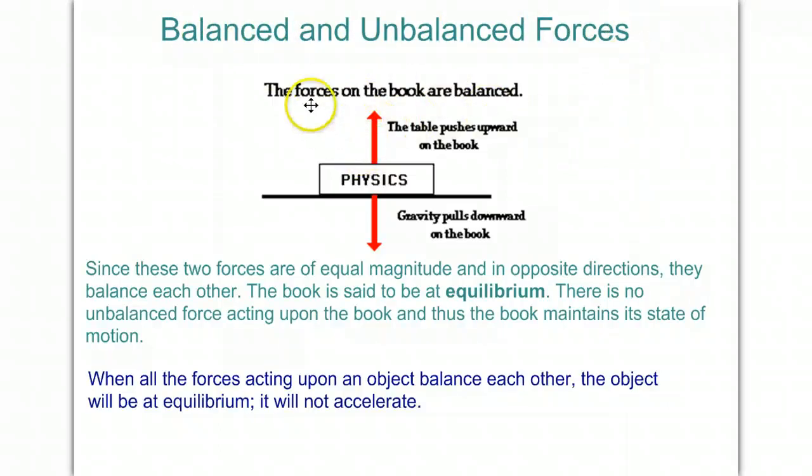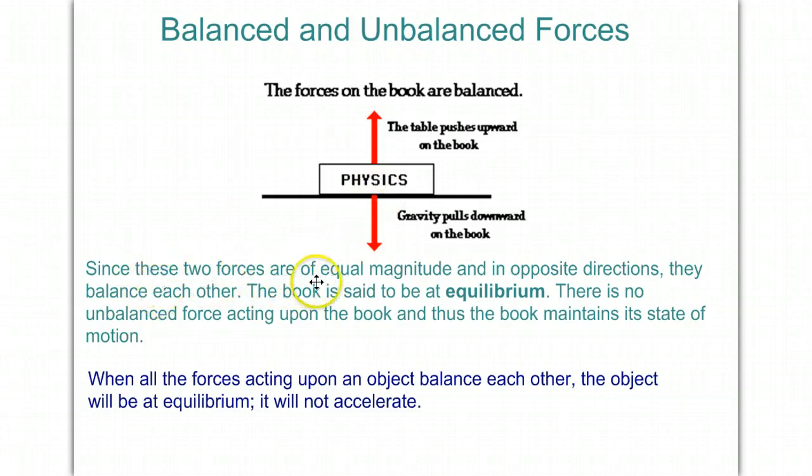So for example, the forces on a book sitting on a table would be considered balanced because there's a force pulling down on it according to gravity, but there's a force pushing upwards as well from the table, and because they're equal, the book is either sitting at rest or at a constant velocity, and in this case it would be sitting at rest.